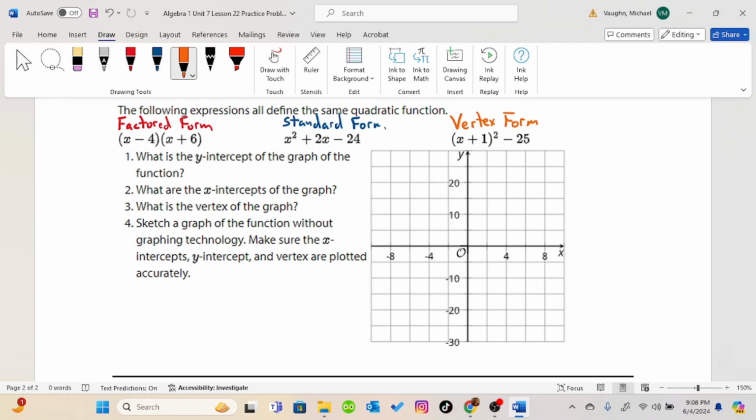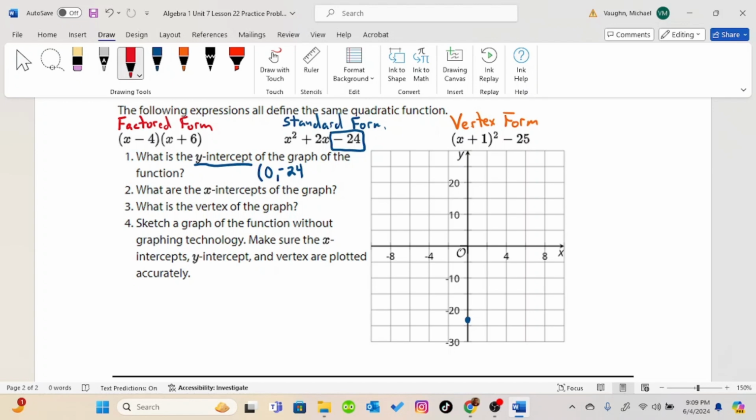Number 1 says, what is the y-intercept of the graph of the function? If I want the y-intercept, then I want standard form because the c, or the constant, is my y-intercept. So my y-intercept is at 0, negative 24. And we could go ahead and graph that point right here where I'm putting the blue dot.